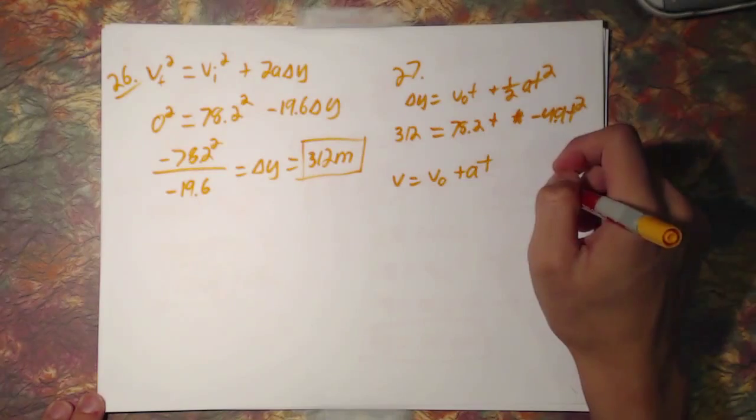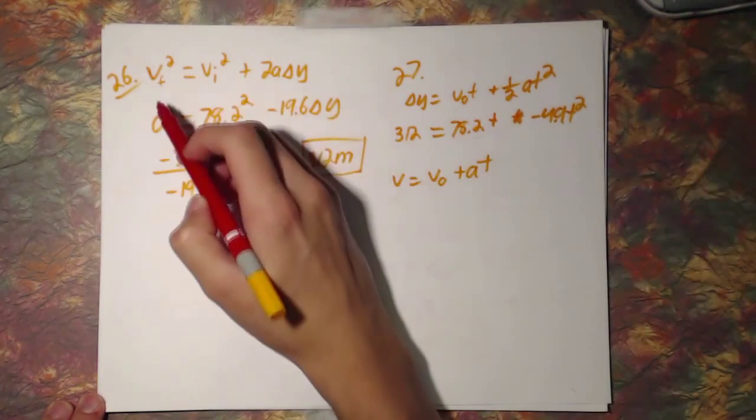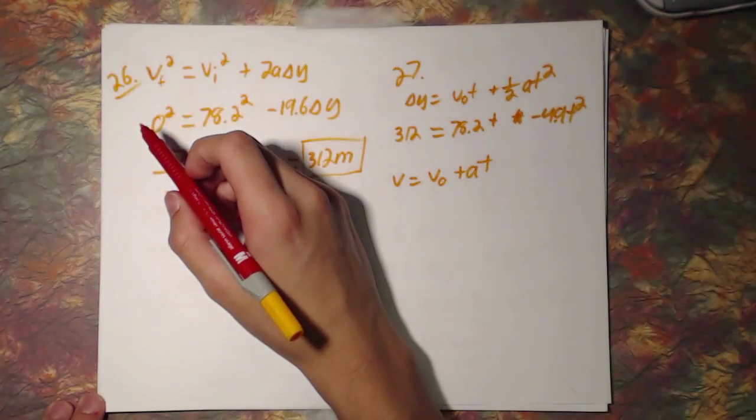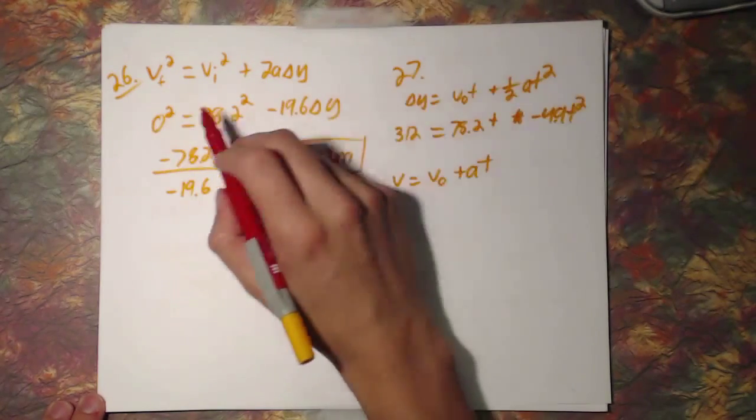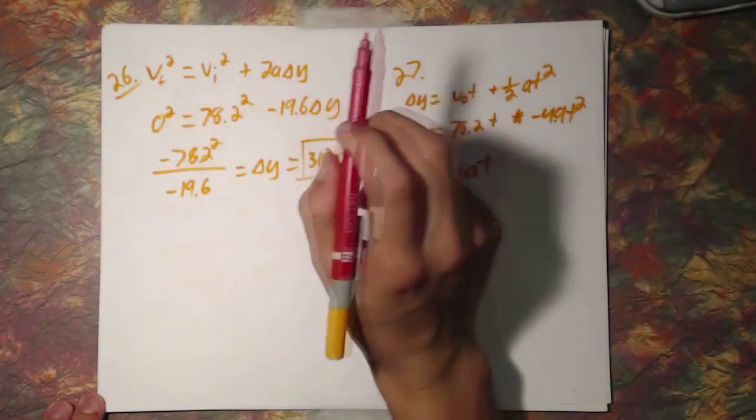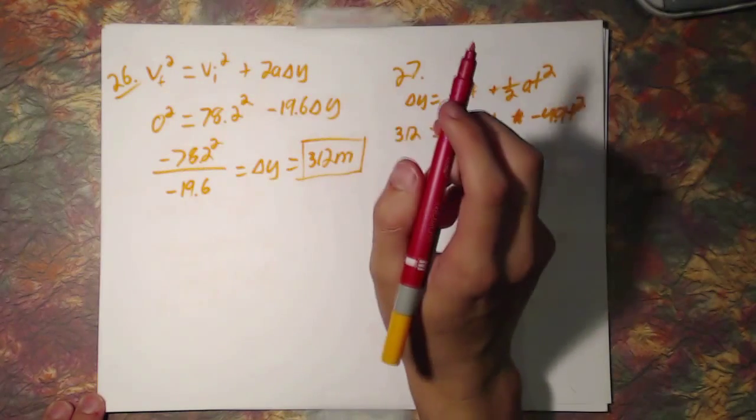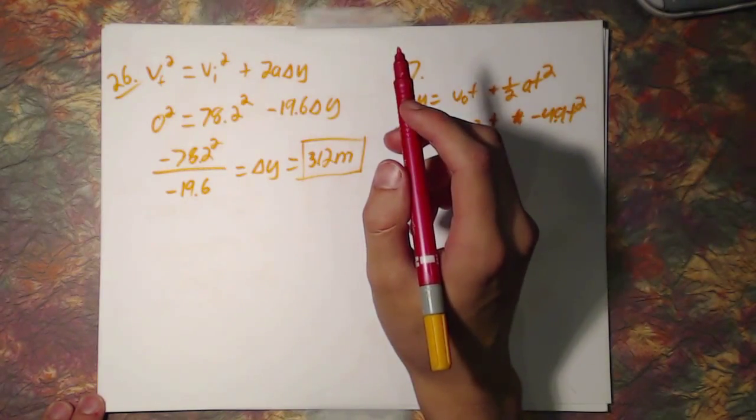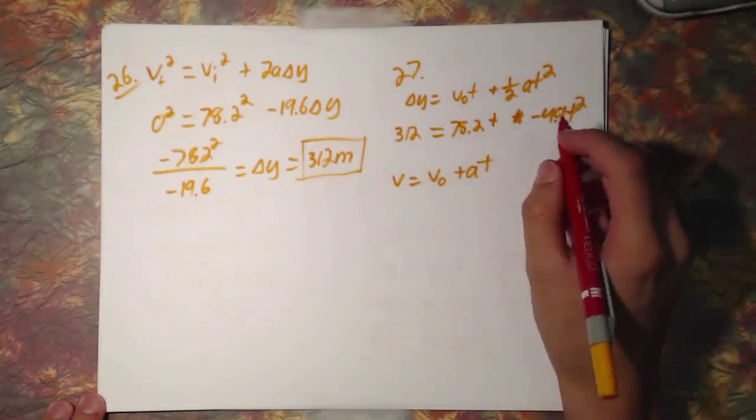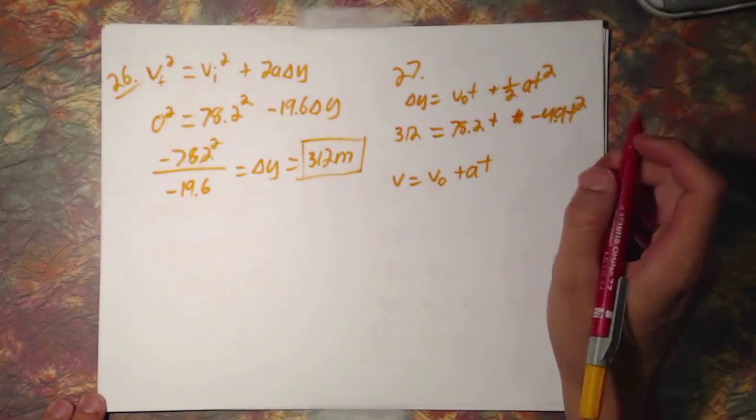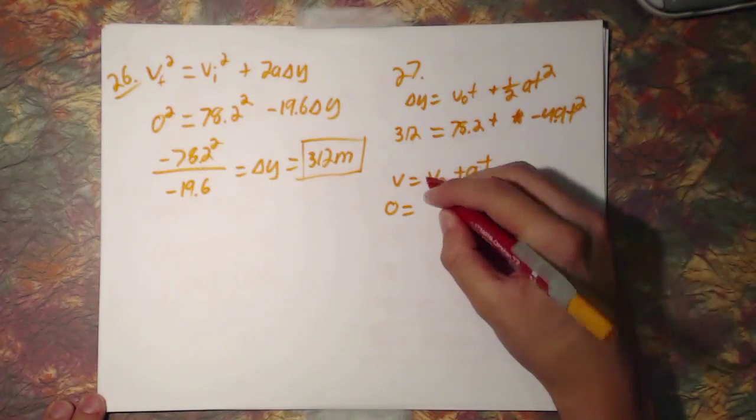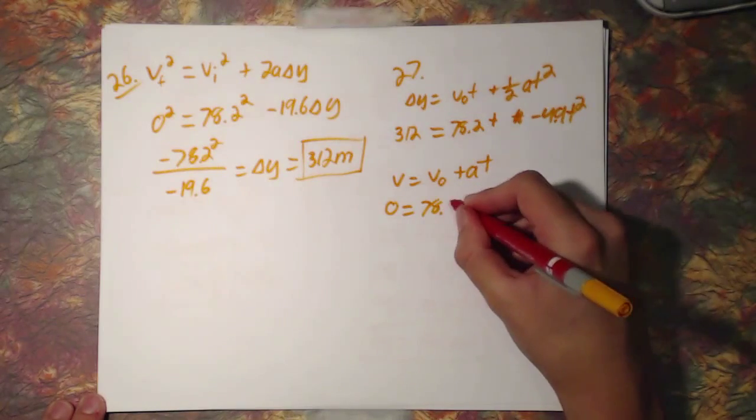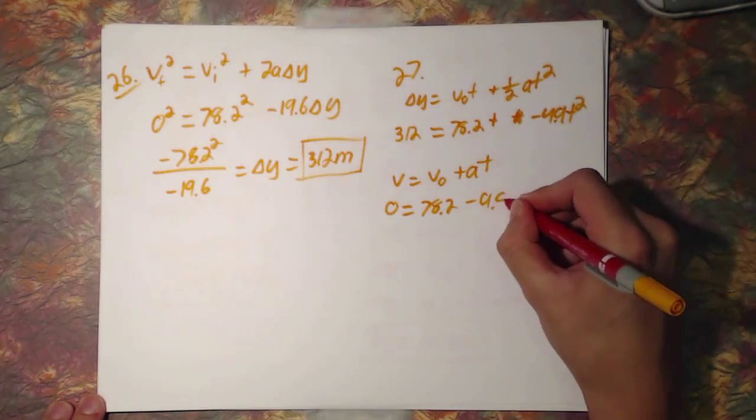velocity equals v naught plus at, because we know, like we set up here, that the velocity at the top of the ball's arc up here is going to be 0. The vertical velocity, at least. So 0 equals 78.2 minus 9.8 t.